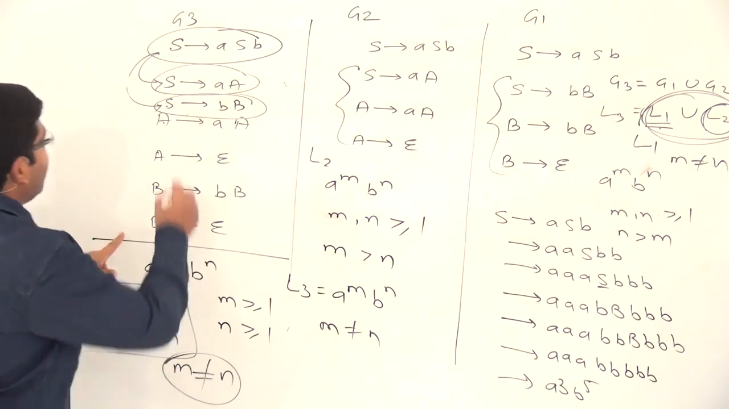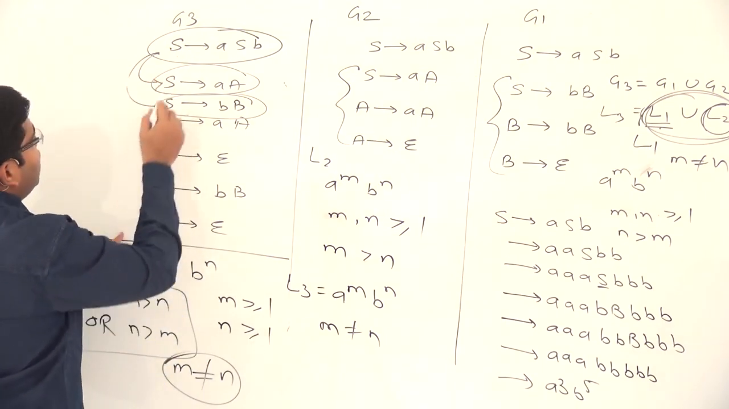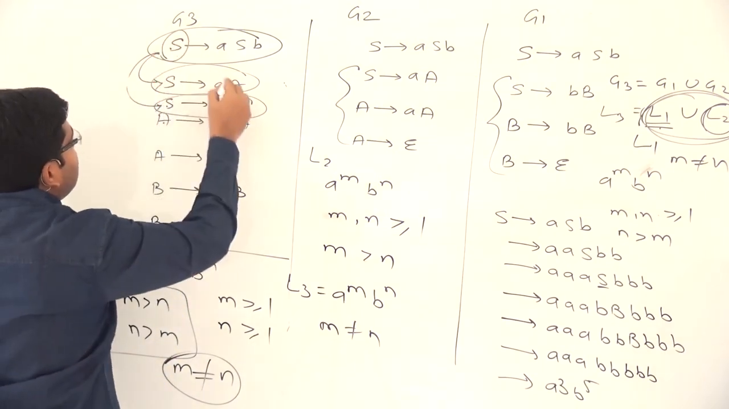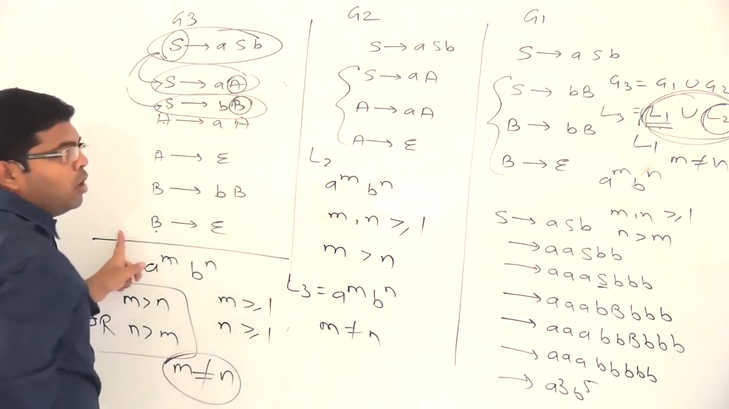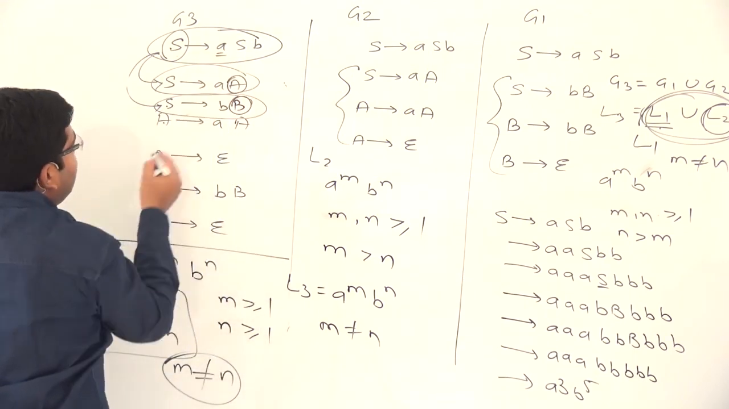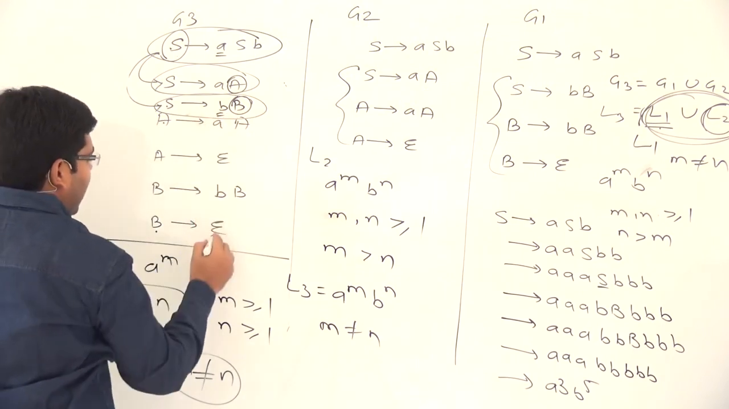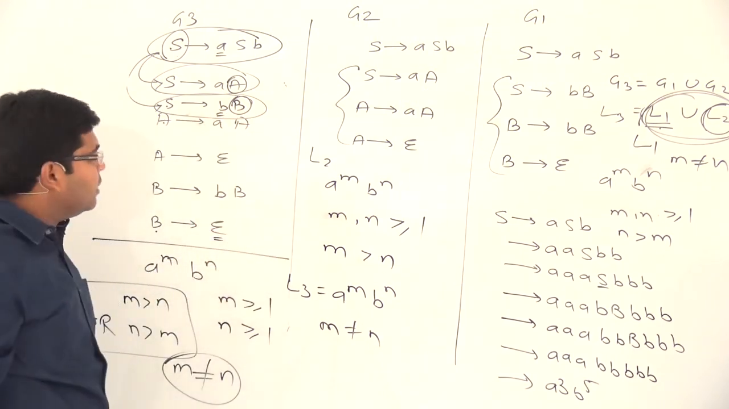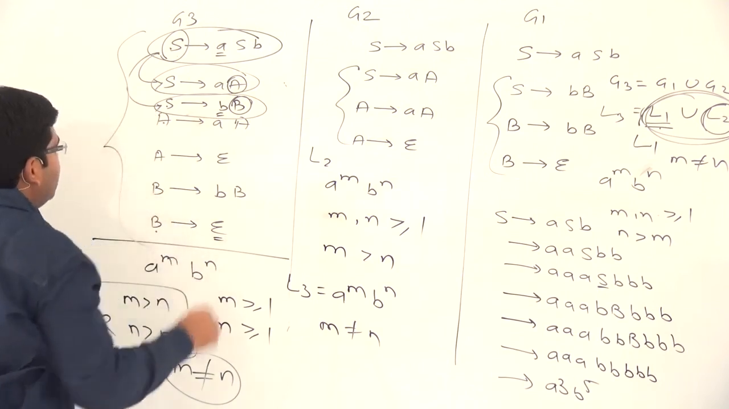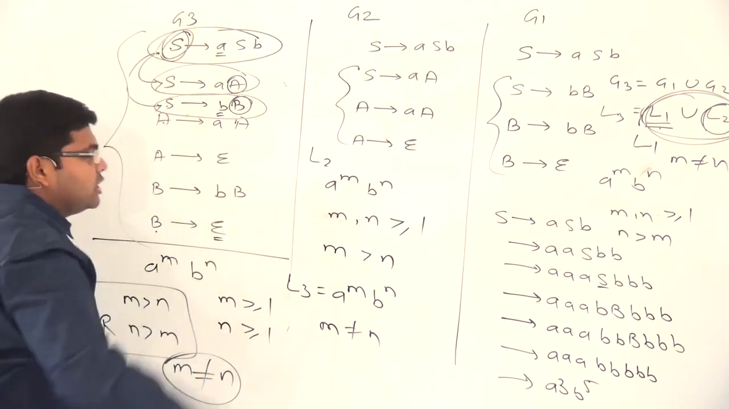The formal definition of this grammar will be: see, what will belong to the set of variables? S, capital A and capital B will belong to the set of variables; small a, small b and epsilon will belong to the set of terminals; and these are the 7 productions, and S will be the starting variable.